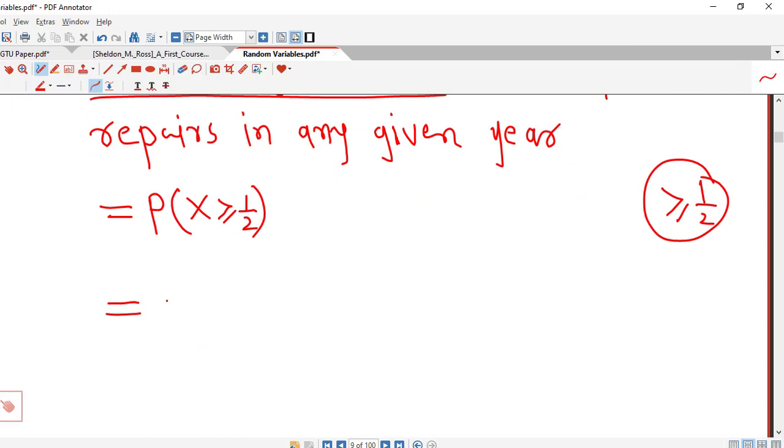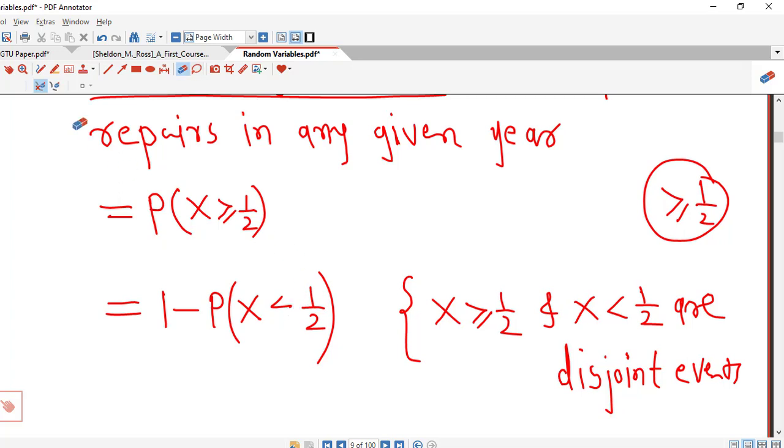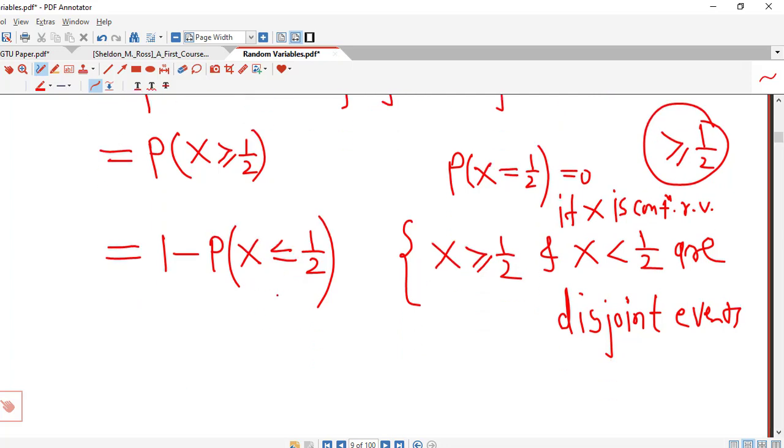Now this we can rewrite as 1 minus probability that x is less than or equal to 1/2, because these two events are disjoint. X greater than or equal to 1/2 and x less than 1/2 are disjoint events. If we wish we can simply write strictly less than also, because we know that for a continuous random variable, if we write equality or if we don't write equality, no problem, because probability at a point 1/2 is 0 if x is a continuous random variable. So it does not matter whether we write less than or equal to or strictly less than 1/2.